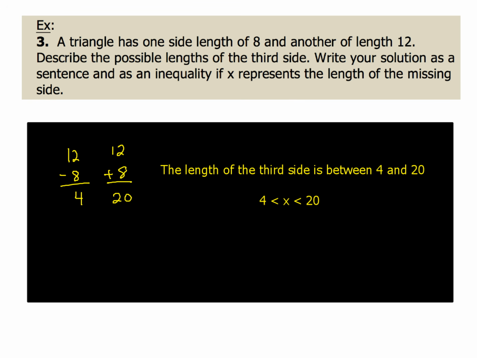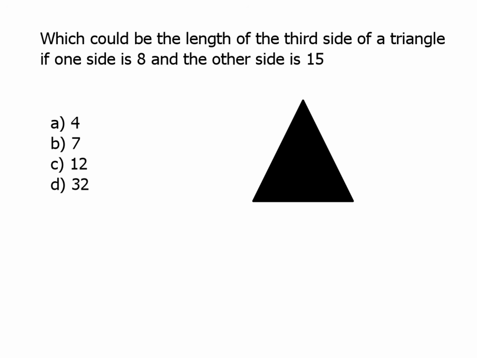Now let's take a look at another problem, and I want to just test your understanding, make sure that you're solid and that you got this. So this probably isn't on your note sheet, but you can probably do this one mentally really quickly in your head. So here we go. Which could be the length of the third side of a triangle if one side is 8 and the other side is 15? How do you think you do this one?